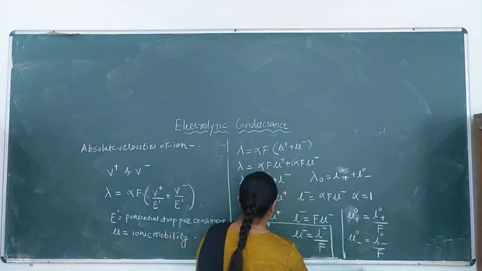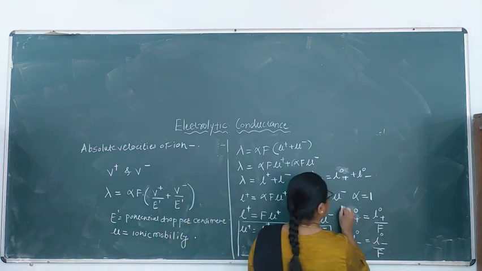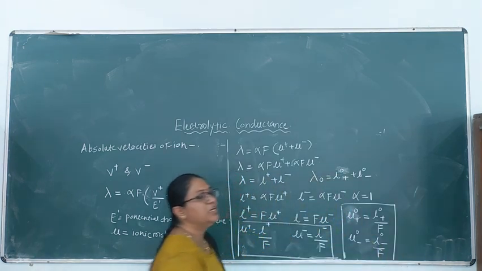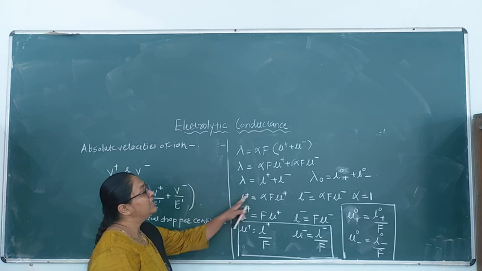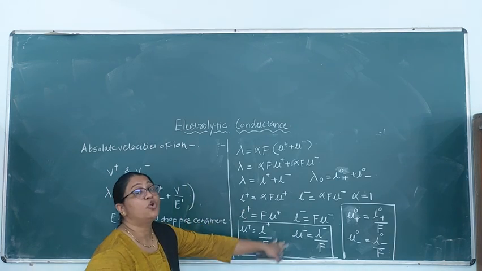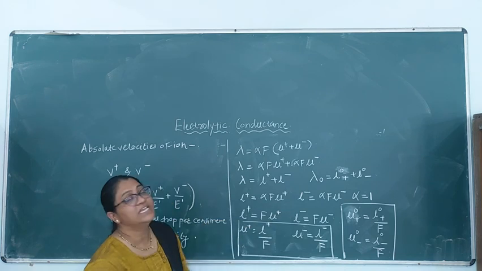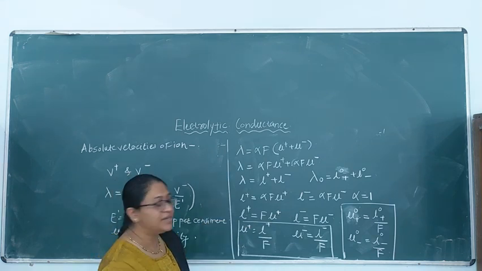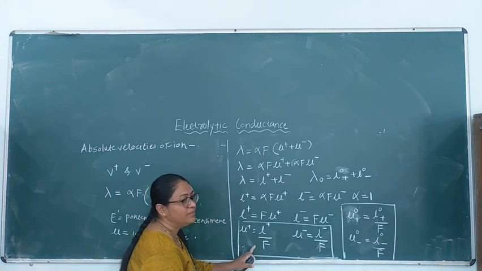These are the ionic mobilities at infinite dilution, and these are at a particular concentration. Here, the relations we have considered are for a strong electrolyte, because their alpha is equal to 1. At a particular concentration, if any other electrolyte is there, the alpha term will appear here.